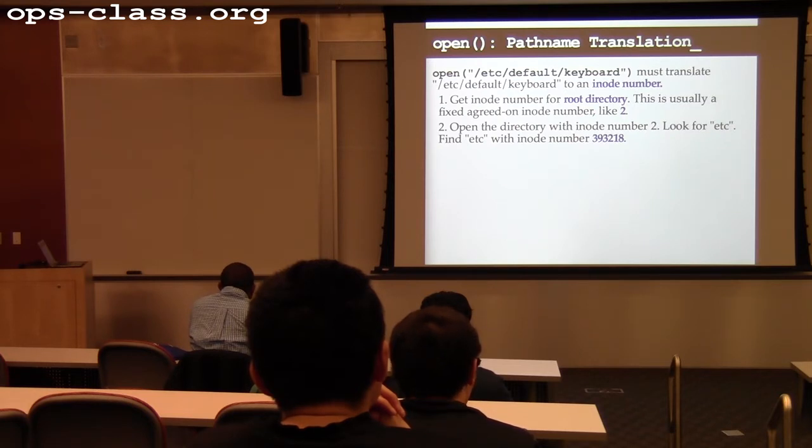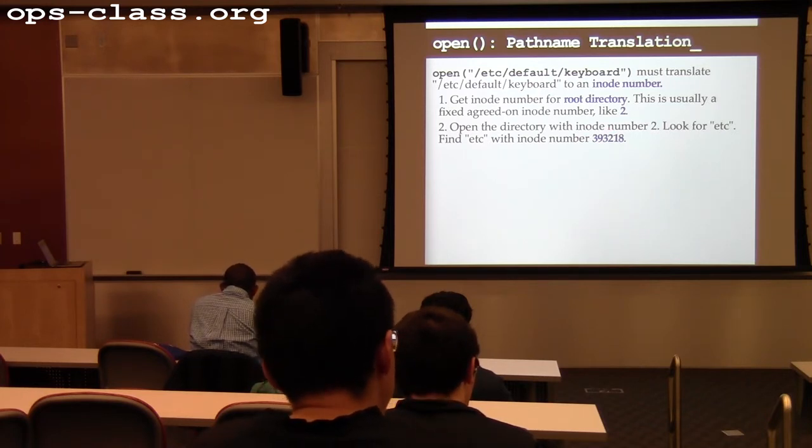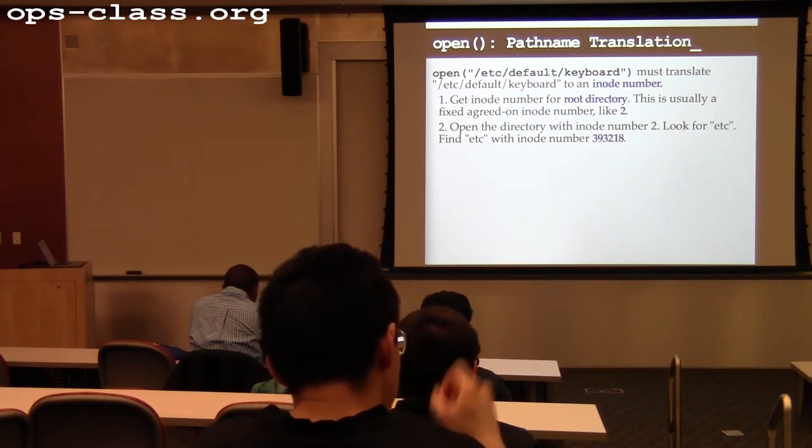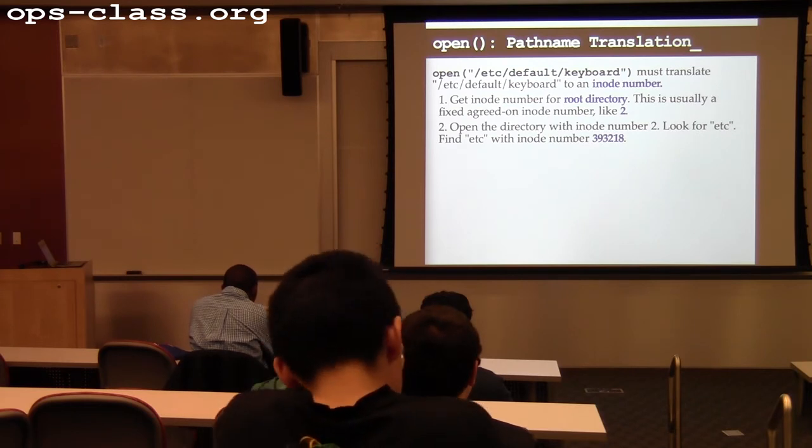And let's say it's, whatever this was. I actually think I took this from the real example. So 393,218. Okay, what do I do next? Open the directory. Yeah, which directory?